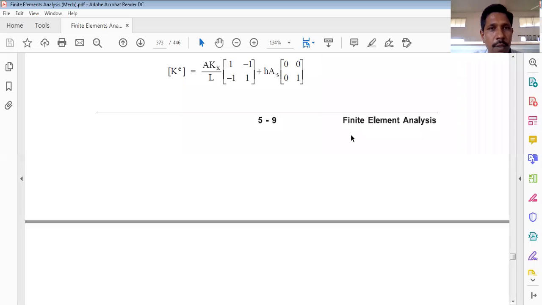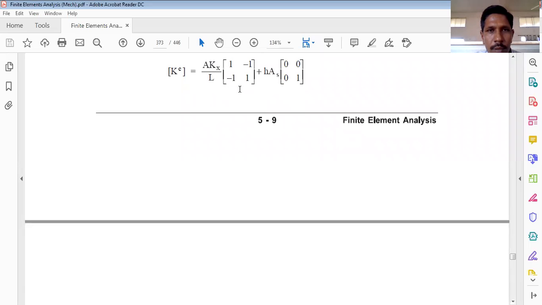Hello everyone. Today let us try to have the numericals on heat transfer problems. So the stiffness matrix, that is the thermal stiffness matrix of heat transfer problem, is given by K equals AKx by L in the matrix of 1 -1 -1 1, plus hAs in the matrix of 0 0 0 1.